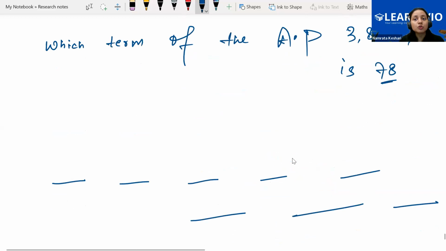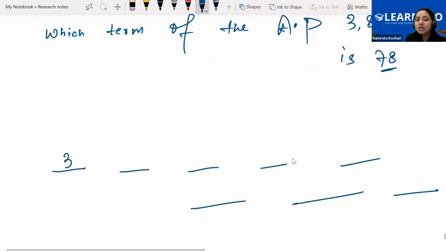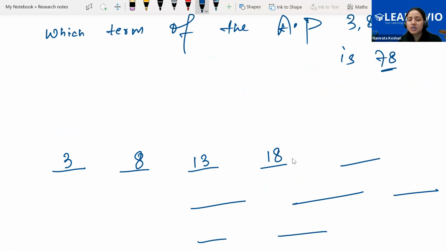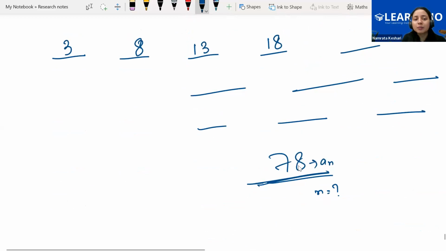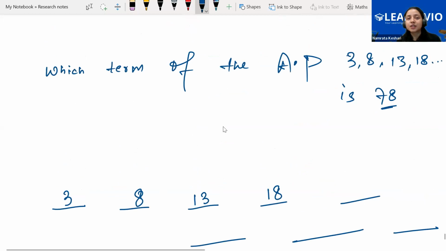Let me clarify one more thing to you. The first term is 3, the second term is 8, the third term is 13, the fourth term is 18. Like that, blank spaces are there. We don't know how many blank spaces there are, but there is a blank space where 78 is sitting. And what is that place? You have to tell. So now tell me, is it an or n? What do we have to find here? Harshit? n, we have to find. Aisha?